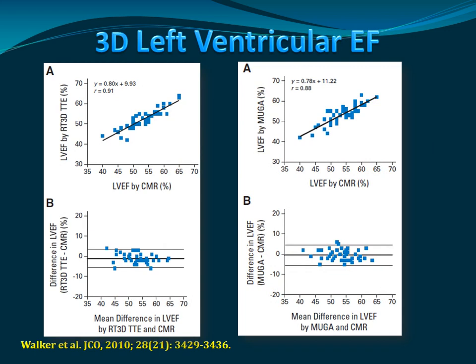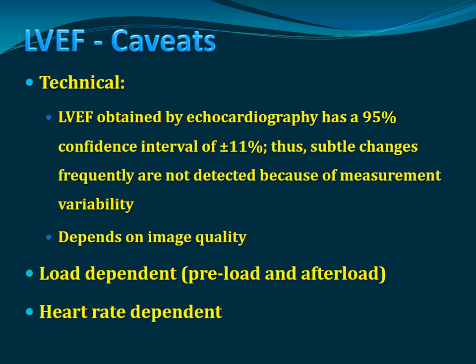And if we look at the 3D left ventricular EF with the correlation coefficients and the Bland-Altman curves, we can see that it correlates very nicely. So this is one method. What are the caveats of LV ejection fraction? First, it is obtained by an echographer. It has a 95% confidence interval and a very large standard deviation. So subtle changes, as I said before, are very easily missed. It depends, of course, on image quality. It is a little bit load dependent and a little bit heart rate dependent, so it's very difficult to follow that way.